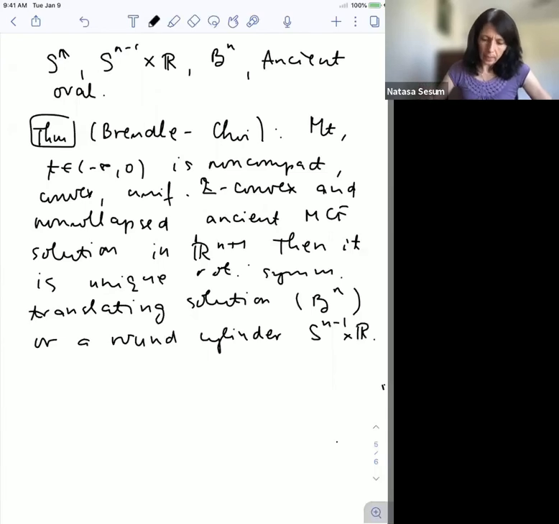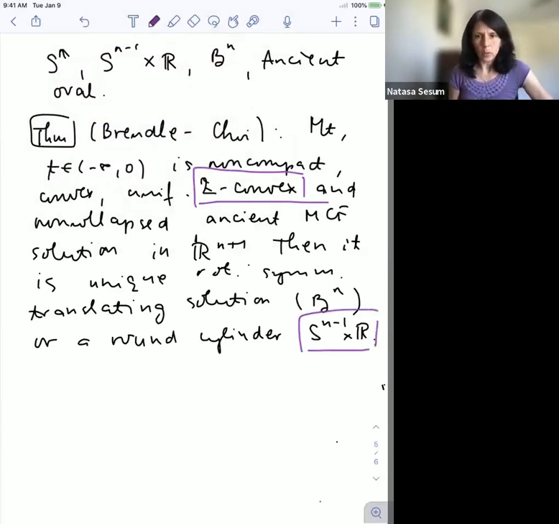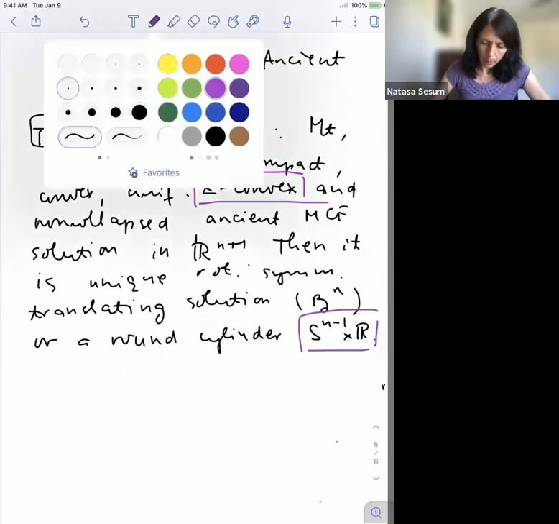So this means that if you have this condition of being uniformly two-convex, then you are getting this round cylinder, S n minus 1 cross R. Because k-convexity would correspond to other generalized cylinders. But since we are putting this assumption onto convexity, then the only one that you can see is this round cylinder S n minus 1 cross R. So this is the theorem of Brendle and Choi.